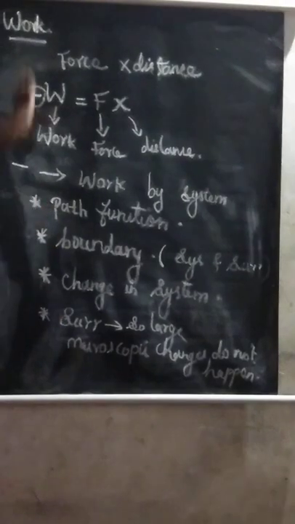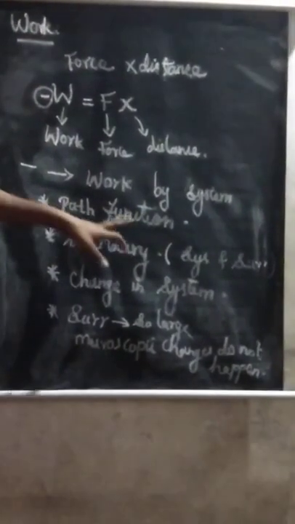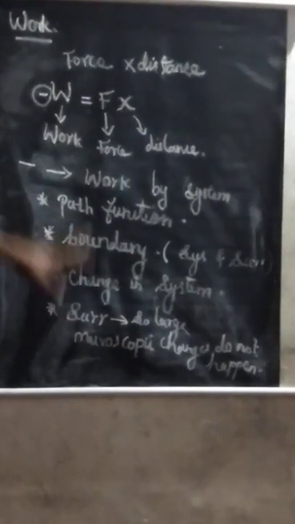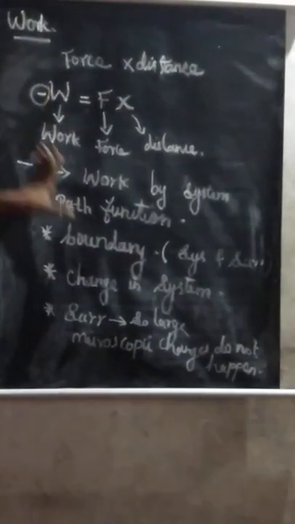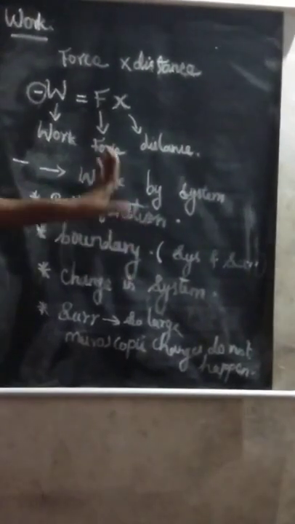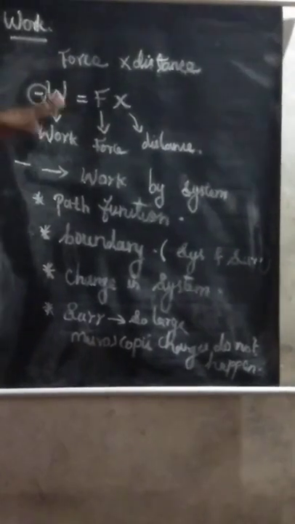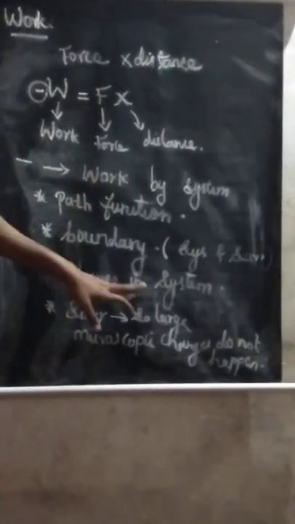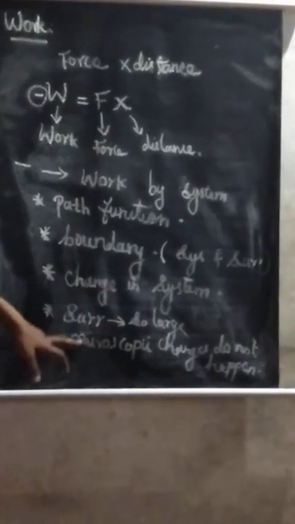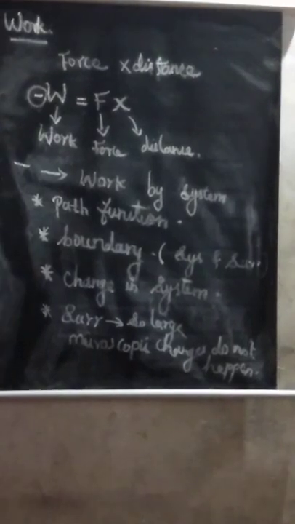Understand? So listen, work is a path function. Second point, it appears only at the boundary of the system. Third point, it appears during the change in the state of the system. The next point, surroundings are so large, so macroscopic changes do not happen. Understand this topic?